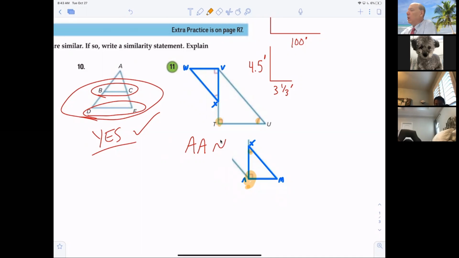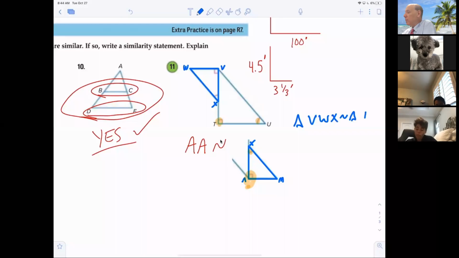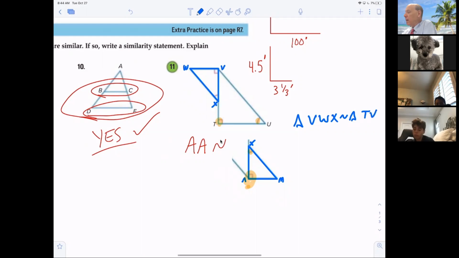So we'll go with the top triangle. What is the alphabetical order? Triangle VWX is similar to triangle TUV. I know, I have to say the alphabet too. So V corresponds to what? T. W corresponds to U. And X corresponds to what? V.